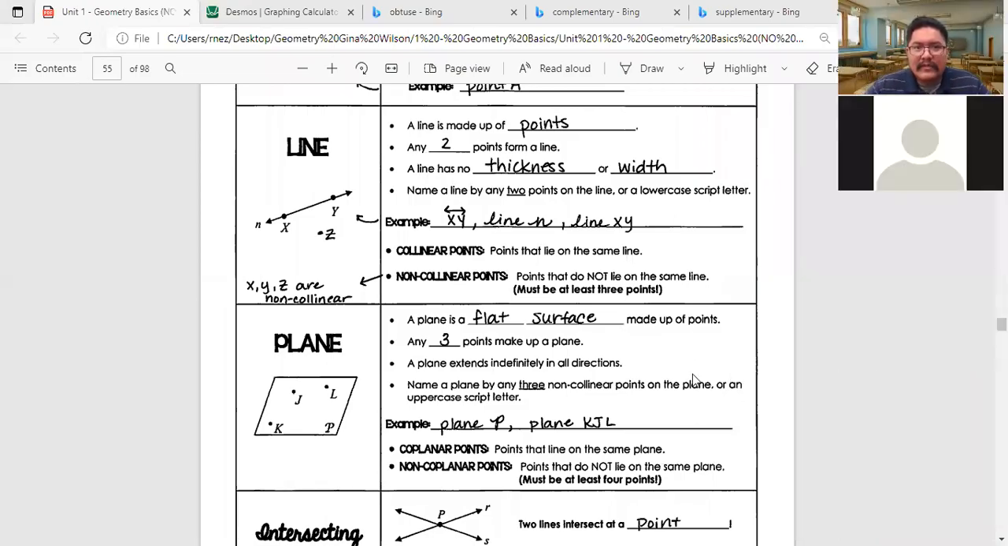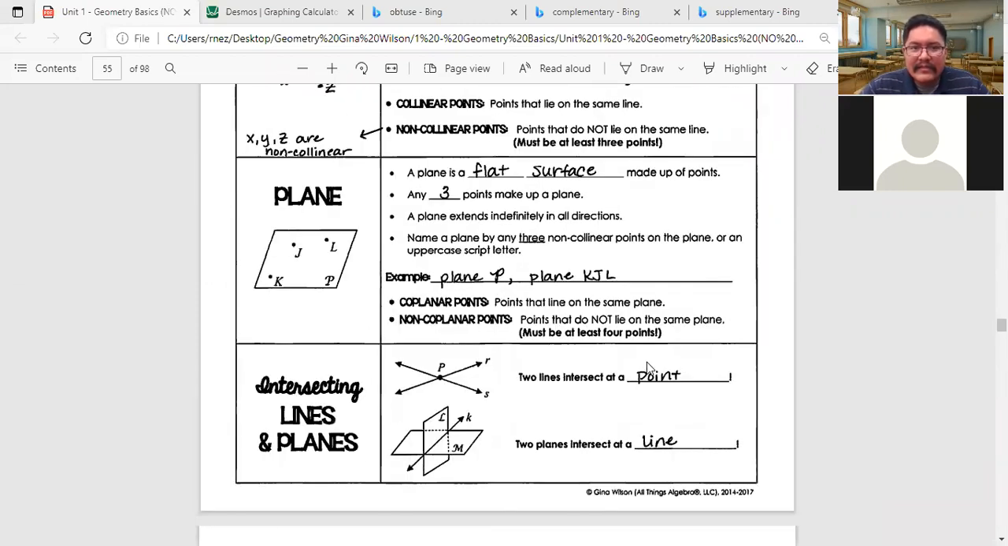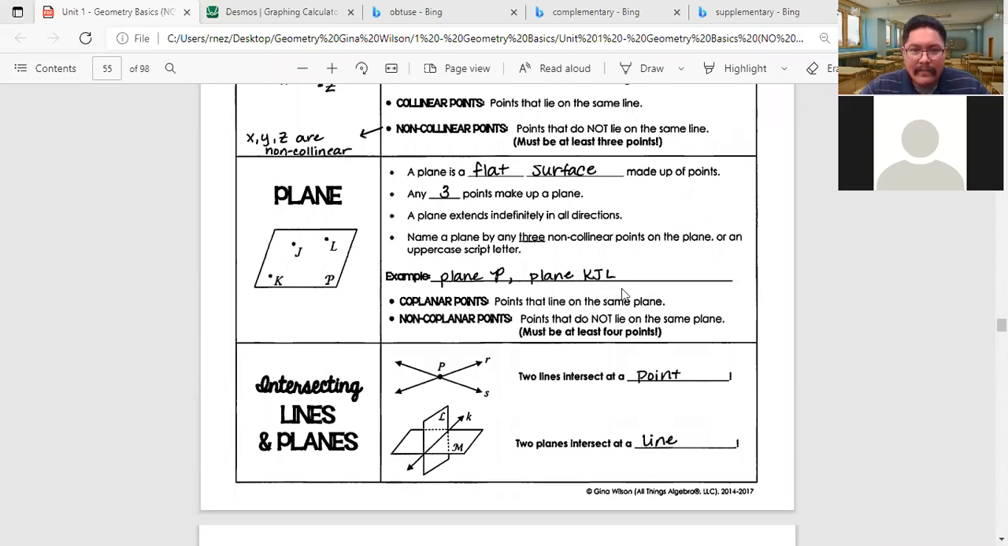That way I can post this part here, and that way you can find it online in case we need to go back to it. Now, let's see, plane K, J, and L.